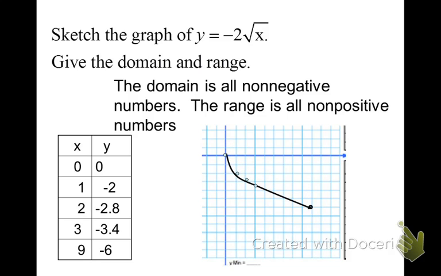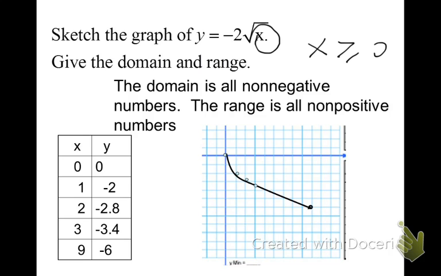So when I talk about what is the domain and what is the range, for the domain, I'm only allowed to put in 0 and positive numbers. So to find my domain, I'm going to take the x and I'm going to say x must be greater than or equal to 0. x is going to be greater than or equal to 0. That's going to be my domain.